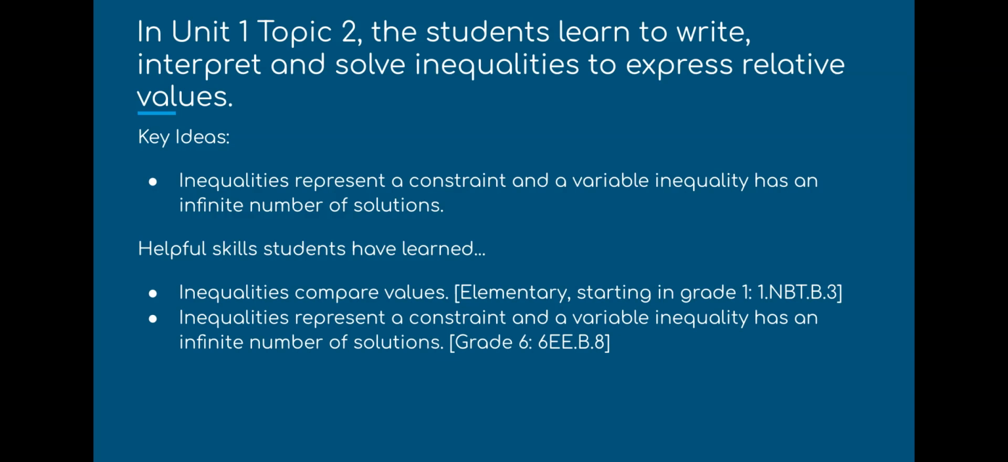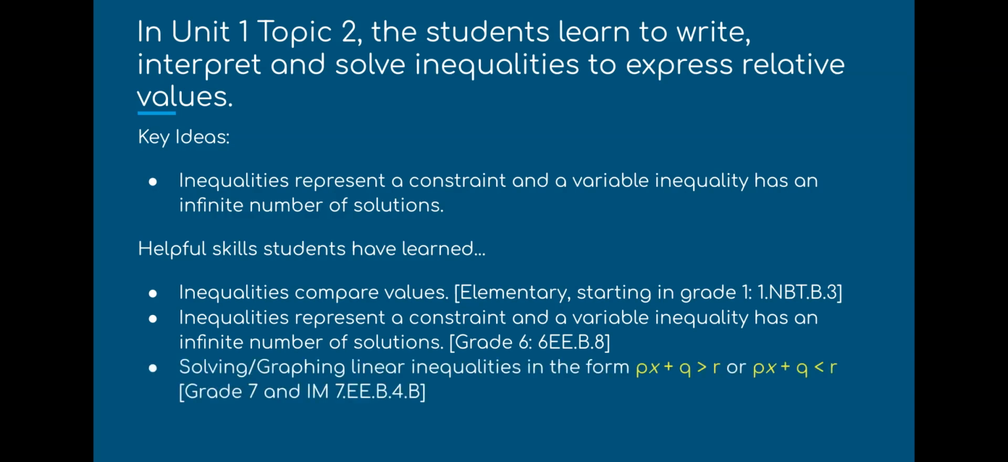Inequalities represent a constraint, and a variable inequality has an infinite number of solutions. As early as sixth grade, students start to solve single variable inequalities that involve one step of algebraic manipulation. Solving and graphing linear inequalities in the form px + q > r is done in seventh grade and in IM. At this point, students start to solve algebraically and graph the solution sets.